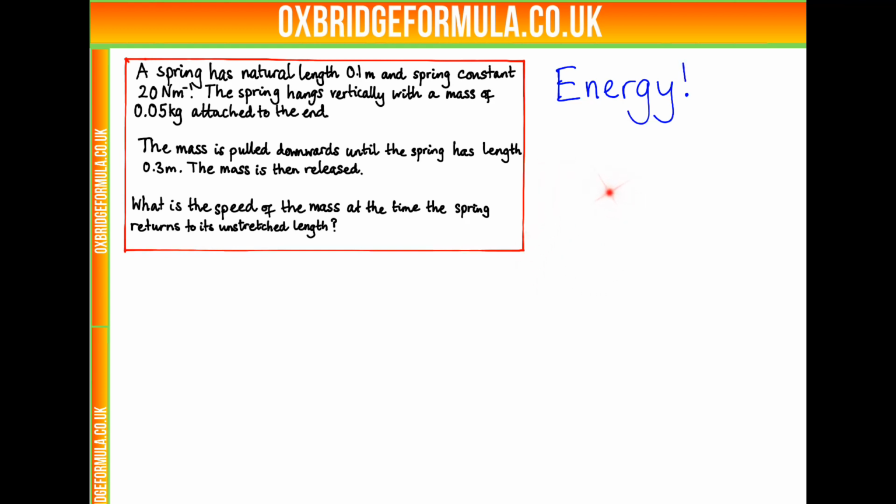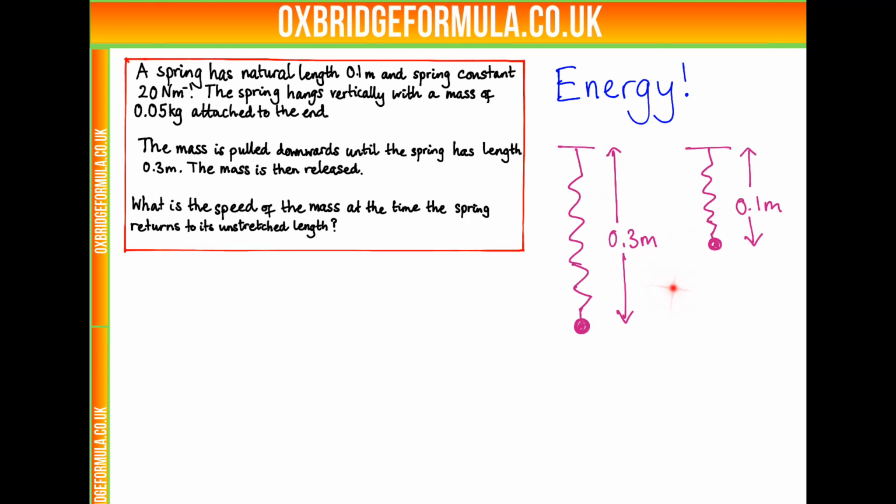So in order to answer this and get a grip of the question, we should draw the setup like this. When it's pulled down to 0.3 meters, and then when it's at 0.1 meters, the unstretched length. We'll need to work out what energies there are at each of these points, and then be able to deduce the kinetic energy so that we can get the speed. For simplicity, we'll take 0.1 meters, when it's unstretched, as 0 GPE, so we can have the kinetic energy as the only energy here. So no elastic potential energy or gravitational potential.